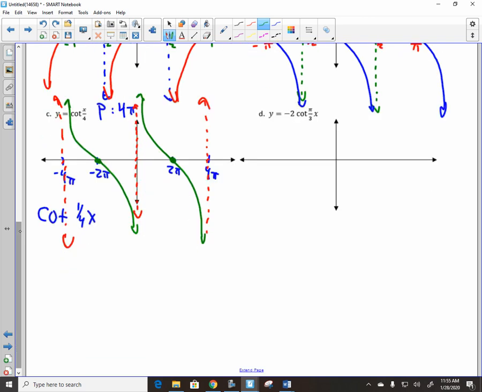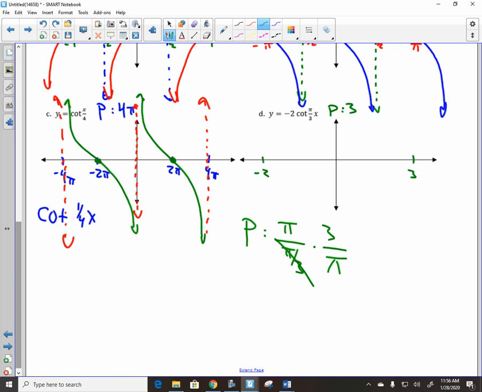And we have the last one. Negative 2 cotangent of pi over 3 x. Period is going to be pi divided by pi over 3. How do I do pi divided by pi over 3? Multiply by 3 over pi. What happens? Pi is canceled. I'm left with 3. So the period is 3.